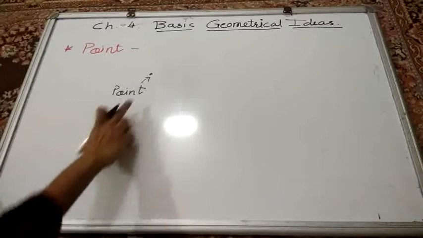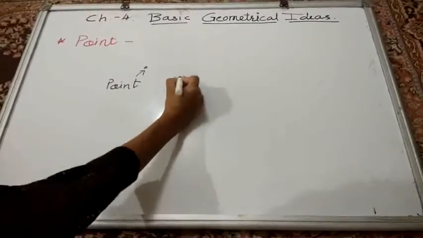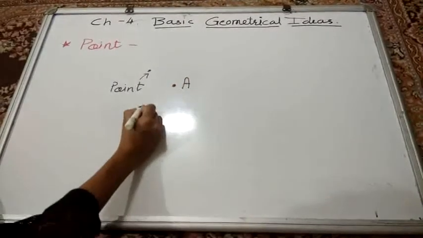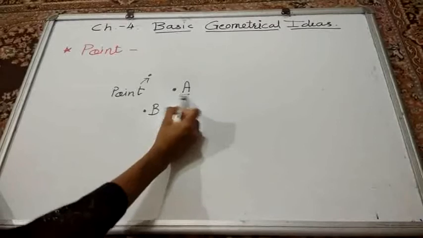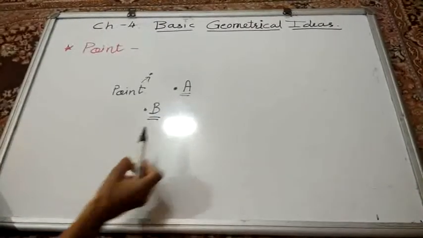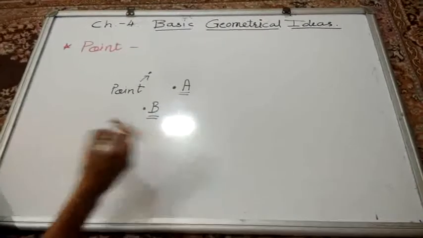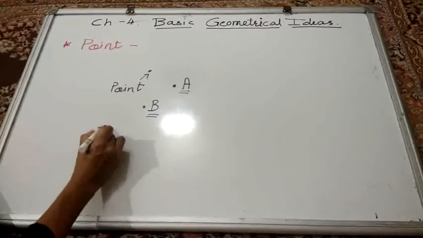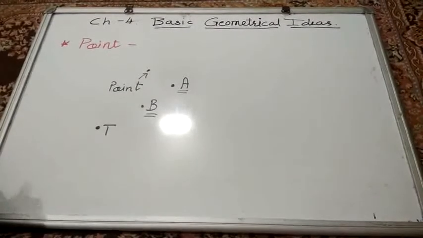Now, how do we read this point? See, to show a point, we always use capital letters. And how to read this point? Point A, point B, or point T. This is how we read the points.